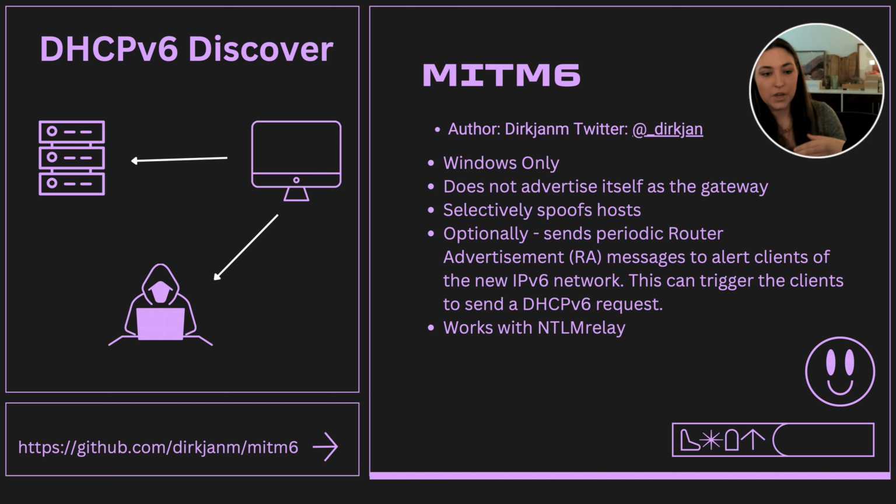It selectively spoofs hosts, and optionally, it can send periodic router advertisements. So it can say, hey, I'm online, and alert clients that there is a new IPv6 network. And this can trigger clients into sending a DHCPv6 request. And that can speed up the process. But honestly, it's optional because you are probably going to get these requests anyway. So maybe just run this in the background for a while and see what kind of requests you can get without needing to really solicit anything. And that's going to be a lot more quiet, right? Than just all of a sudden, hey, IPv6 is now online.